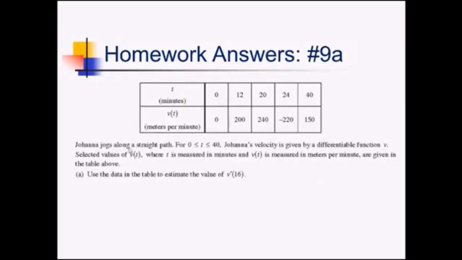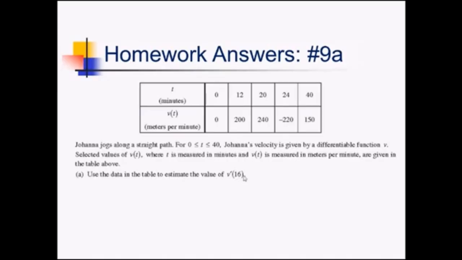On this problem, we have Joanna jogging along a straight path, and between 0 and 40 minutes, her velocity is given by a differentiable function whose values, at least a few of them, are shown in the table here. We're told that time is in minutes, and velocity is meters per minute. So using the data in the table, we want to estimate v prime of 16. Well, we don't know the original velocity function, so we can't directly calculate v prime of 16. But we can estimate the instantaneous rate of change by finding the average rate of change of an interval that 16 is on. So what would be a good interval?